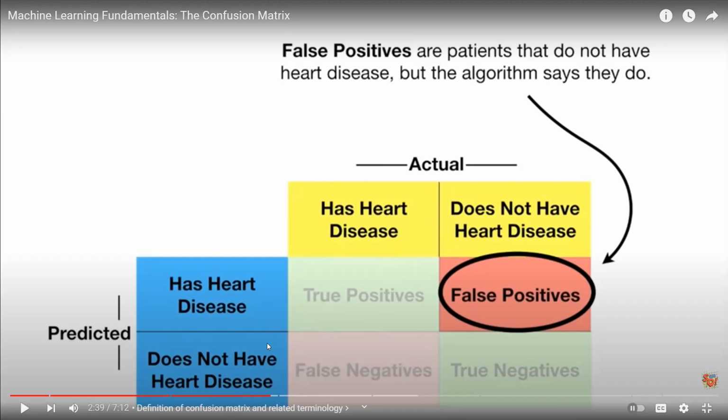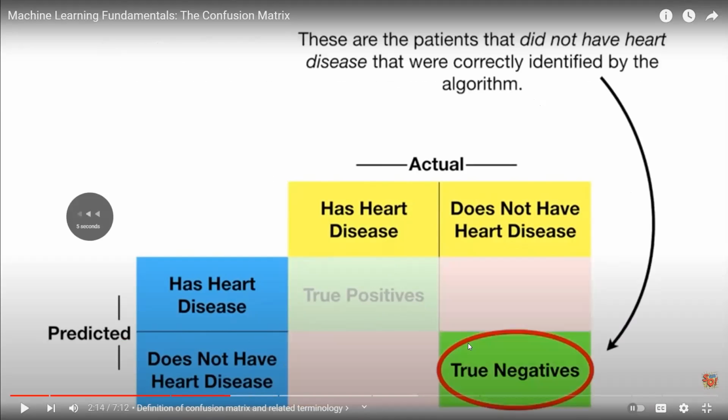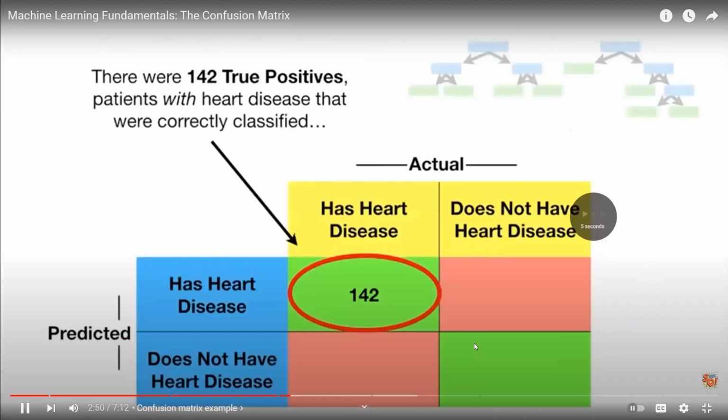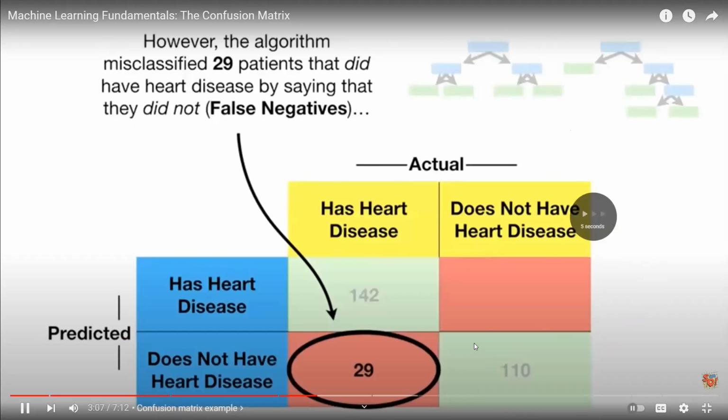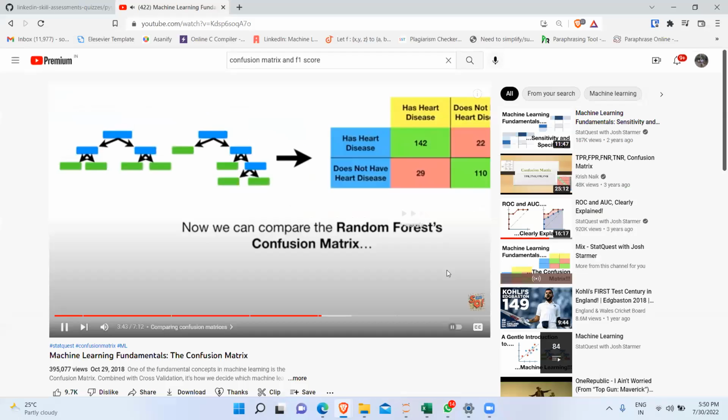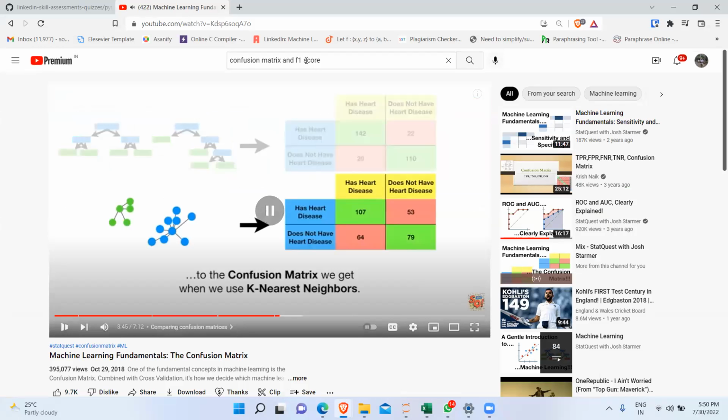And in the fourth case, it is predicted negative and the patient doesn't have heart disease. So basically, it has predicted right. These two values shown in green color are the true values, correctly predicted. These are patients that are true positives in the random forest confusion matrix. So this is about the confusion matrix. Now we'll see F1 score and accuracy.